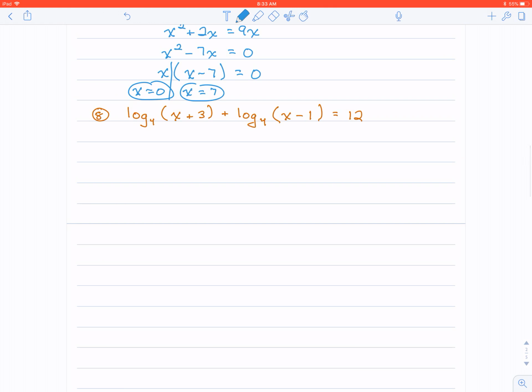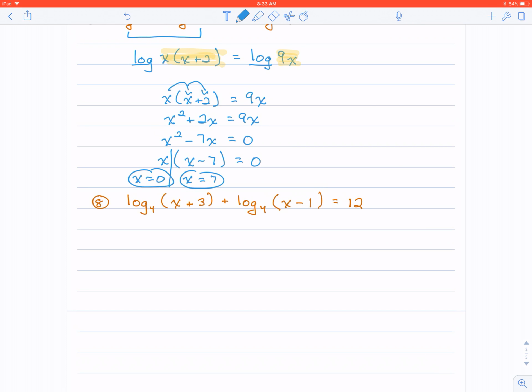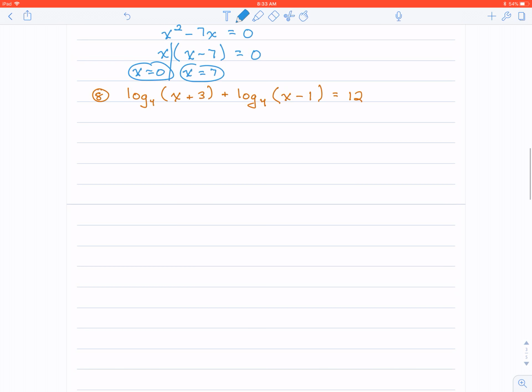This one's a little bit more complicated because I do not have a log on the 12, so I can't use that same property where the two sides would have to be equal to each other. But I still do have to start with the same idea of contracting the two logs. So that's going to be one big log equals 12.